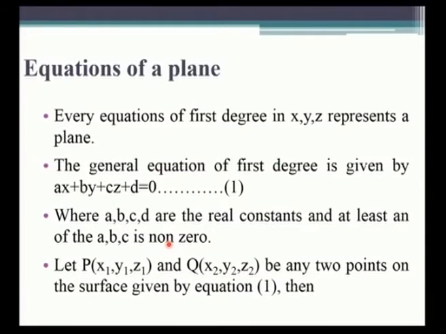Now let P and Q be any two points on the surface given by the equation of a plane. Here P is a point and Q is a point. P has coordinates x1, y1, z1, and Q has coordinates x2, y2 and z2. These two points are any points on the surface of the given plane represented by the first degree equation.